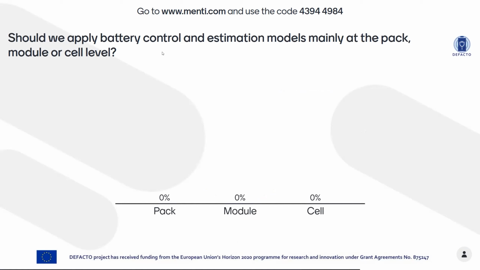These two questions, this one and the one after, are two questions that I thought might be interesting to get your views on. These are more technical questions, I guess. The first question is, should we apply battery control and estimation models at the pack level, which might be like the container level if it's a grid storage system, or at the module level, so a collection of cells in a rack, for example, or at the individual cell level or parallel cell block level, I guess. What do you think?